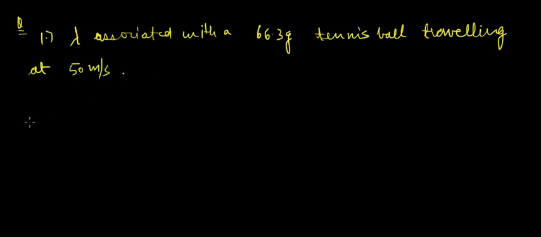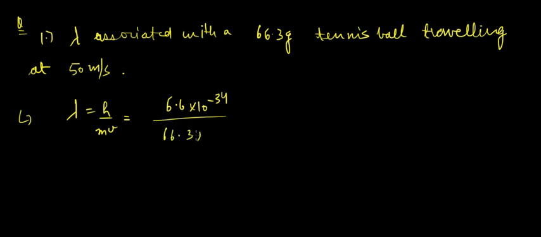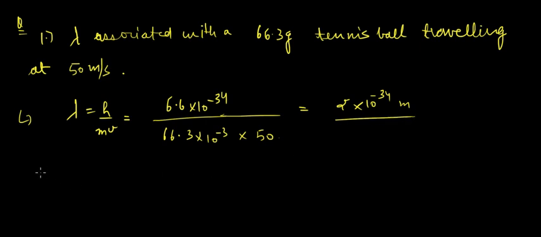Okay, so for this case we would be having that lambda is nothing but h upon mv, or h upon momentum. H is nothing but 6.6 into 10 to the power minus 34. M is 66.3 grams, so 66.3 into 10 to the power minus 3, and velocity is 50 meter per second. So you can easily calculate it, and you would find out that wavelength should be equal to 20 to the power minus 34 meters.